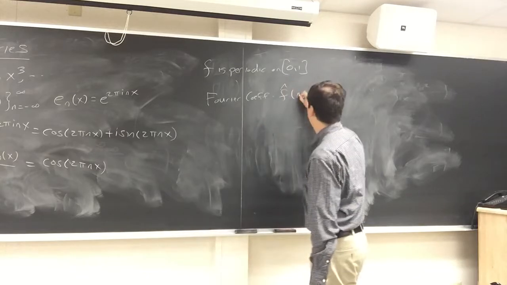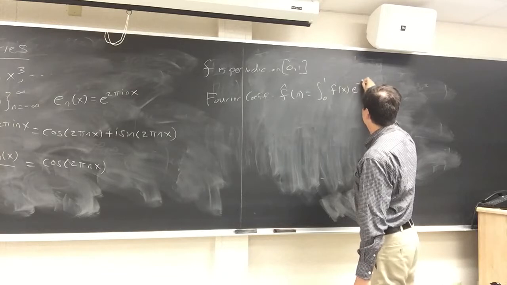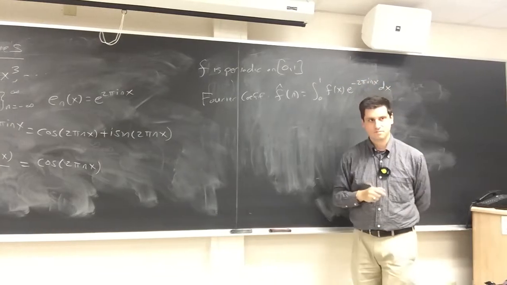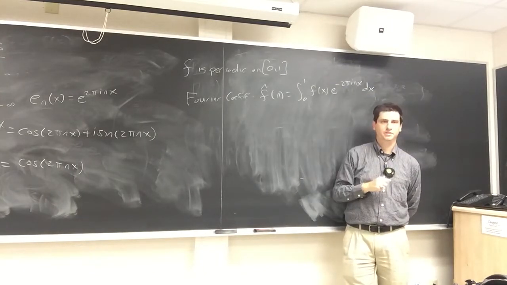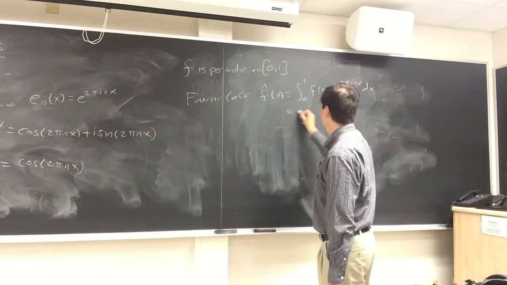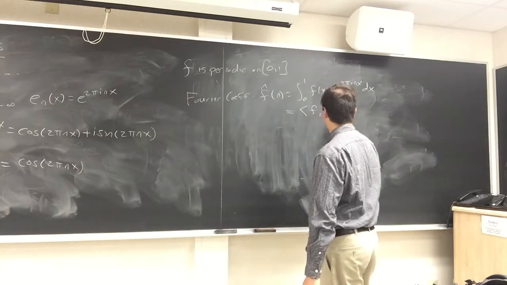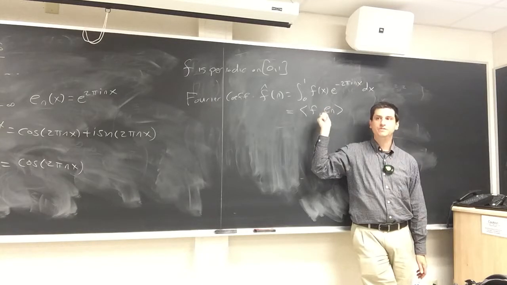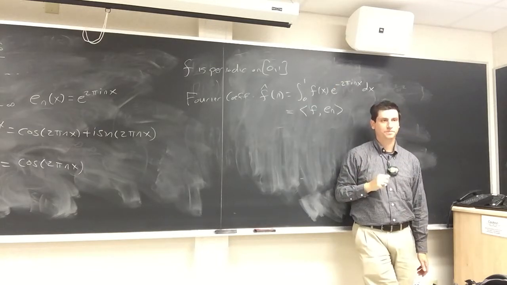So f hat of n is the integral from 0 to 1 of f of x e to the negative 2 pi i n x dx. Okay? So notice we have a negative sign here. If you think of dot products, have you seen this notation in real analysis? I'm taking the dot product of f with the function e_n. And the way we define things is you have to take the complex conjugate of the second one because these are complex valued entries. That's where the minus sign comes from.